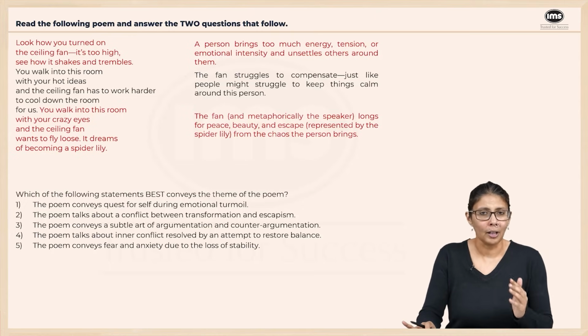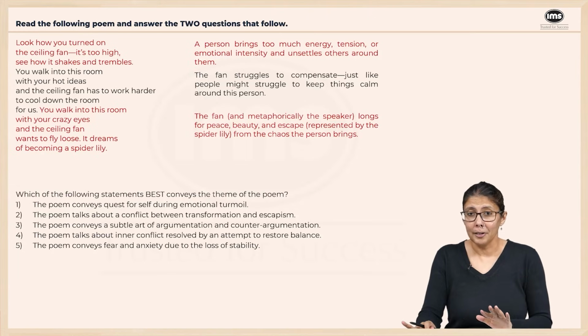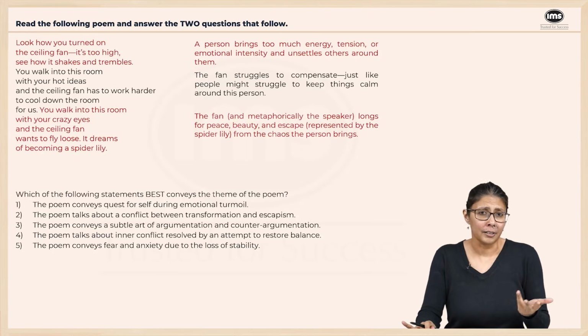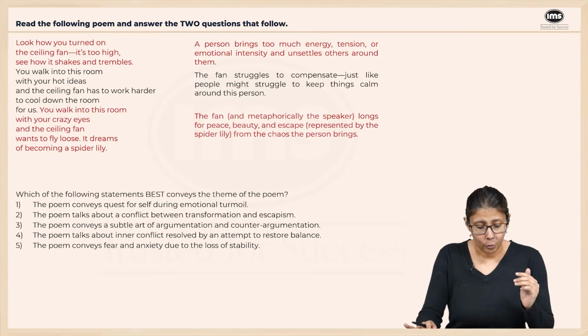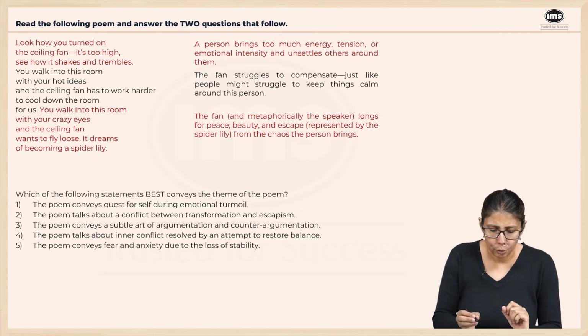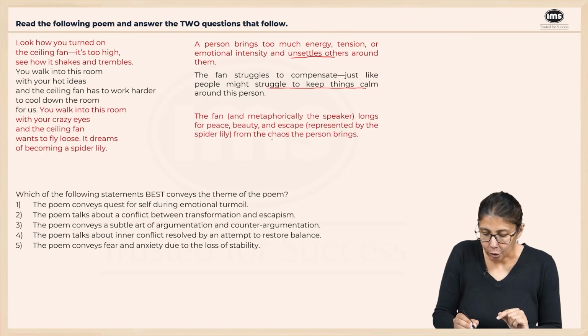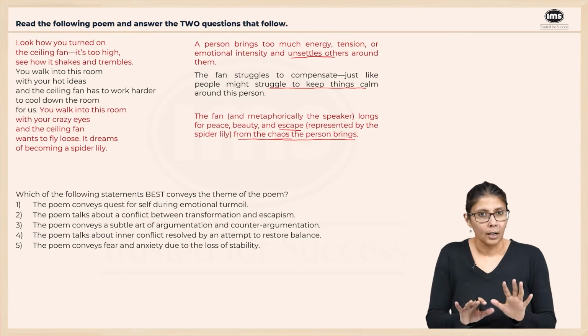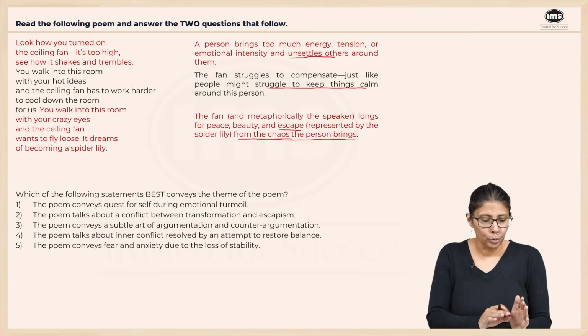As I said, this took some effort, so I wouldn't expect you to be able to do this in about 2-3 minutes. Most poems are easy, this one is not. But if you have understood this, or at least 50% of this, then maybe you have a shot. The question here is, which of the following statements best conveys the theme of the poem? So the theme of the poem has to do with unsettling others, keeping things calm, and escape from chaos. Alright, so these are the ideas that I am going to use to evaluate my options.